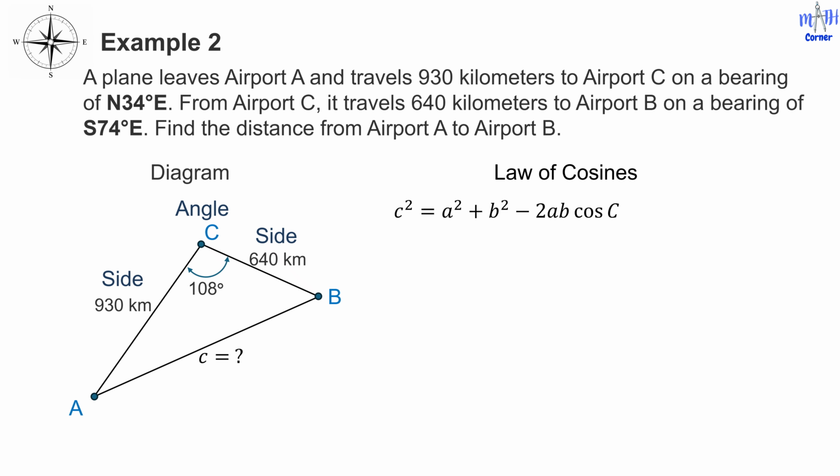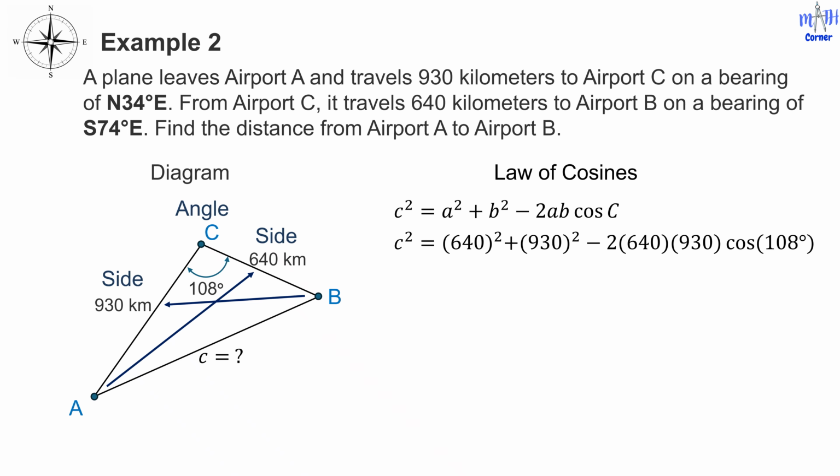In the triangle, side A equals 640 kilometers, side B equals 930 kilometers, and angle C equals 108 degrees. Let's substitute the values. C squared equals 640 squared plus 930 squared minus 2 times 640 times 930 times cosine of 108 degrees. Again, you can enter this directly into your scientific calculator. But here is the complete solution.